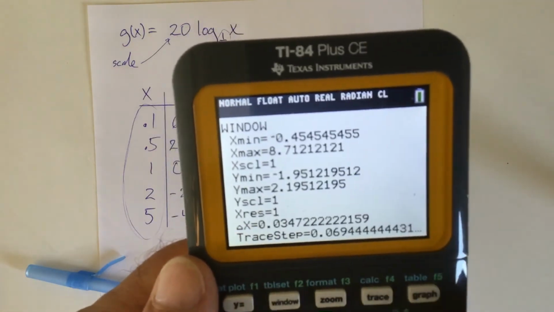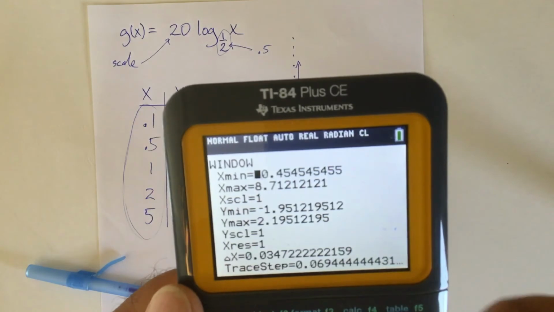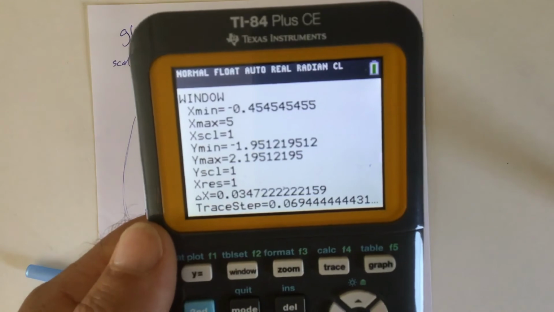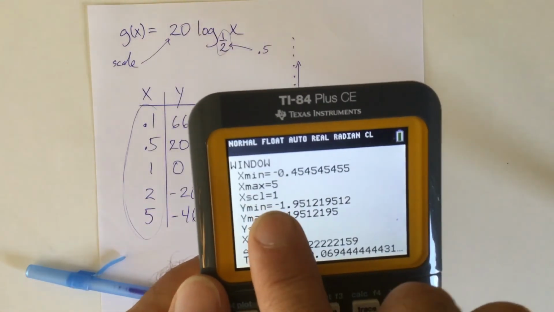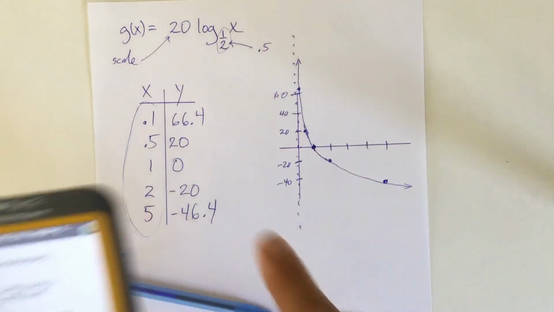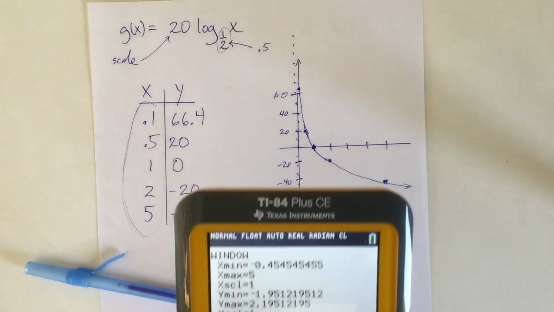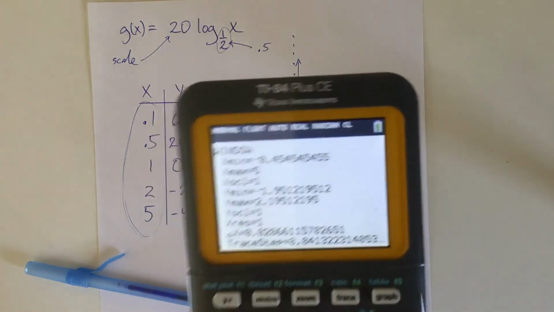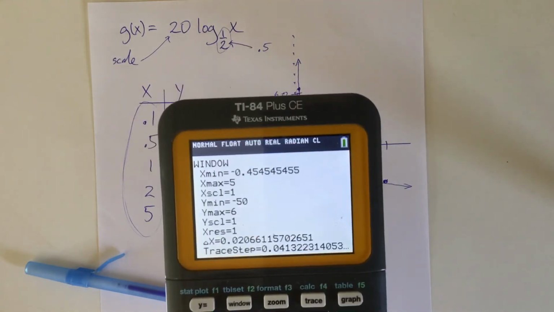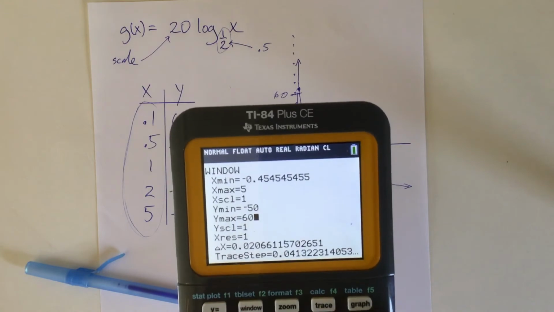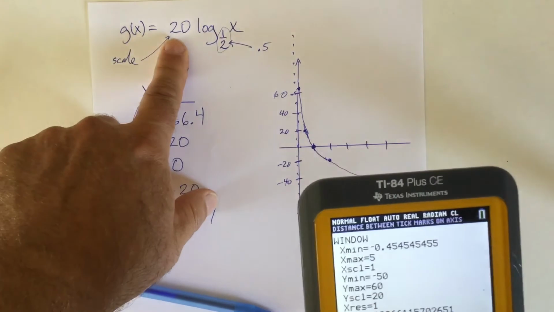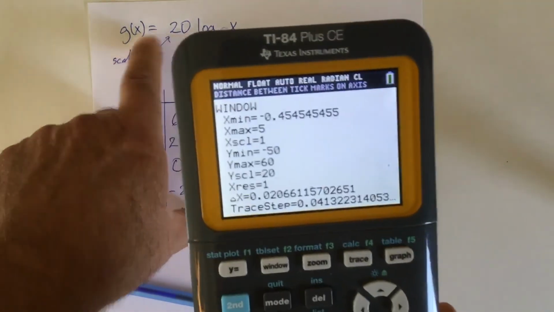In this case, I don't need anything on the negative side of the x-axis at all, and I only plug in 1, 2, 3, 4, 5 at the biggest. I never changed the scale on my x, but my graph went as low as 46 and as high as 66. So I'm going to make y min negative 50 and y max positive 60. I'm going to make every dash on the y worth 20, because that's the scalar that I want to use.